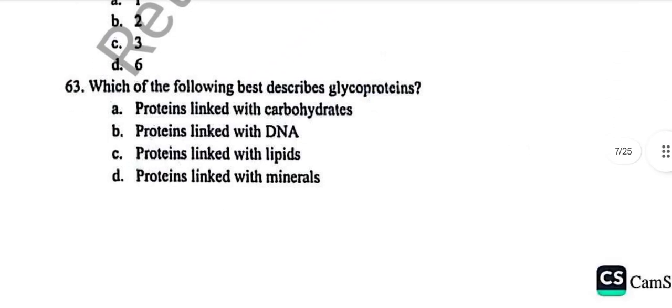Question number 63. Which of the following best describes glycoproteins? A. Proteins linked with carbohydrates. B. Proteins linked with DNA. C. Proteins linked with lipids. D. Proteins linked with minerals. The correct option is A. Glycoproteins are proteins with carbohydrate chains attached, important in cell recognition.